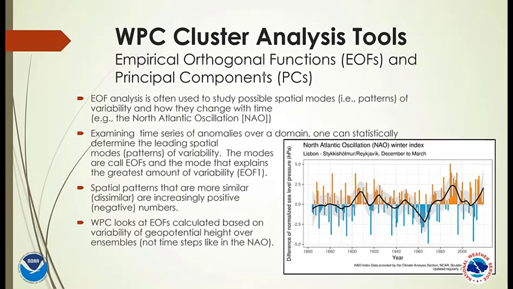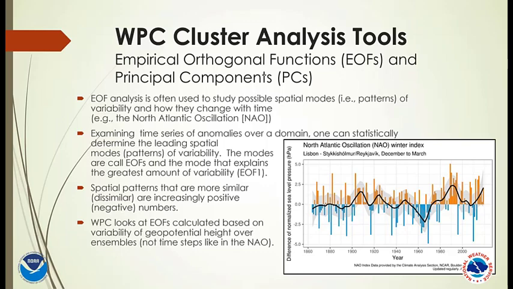Let's look at the cluster analysis tool, the EOFs and the PCs. The empirical orthogonal function is used to study the possible spatial modes or patterns of variability and how they change with time. Tim mentioned the North Atlantic Oscillation. This is where they use this. They examine a time series of anomalies over a domain, which is the North Atlantic Ocean, and one can statistically determine the leading spatial modes or patterns of variability. These modes are called EOFs, and the greatest amount of variability will be in number 1, a group of possible conditions that could happen. The spatial patterns that are more similar are increasingly positive in this, and the ones that are more negative are dissimilar.